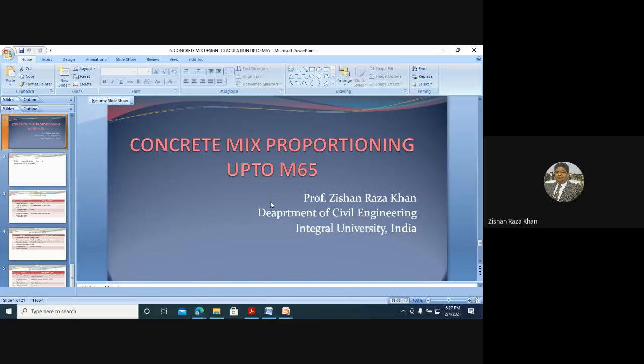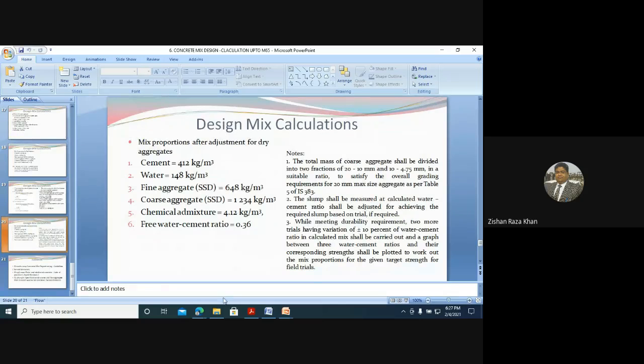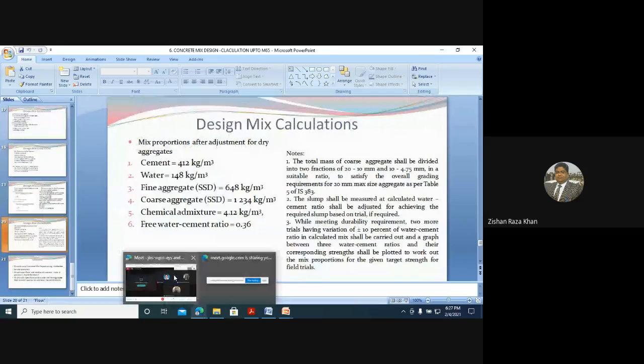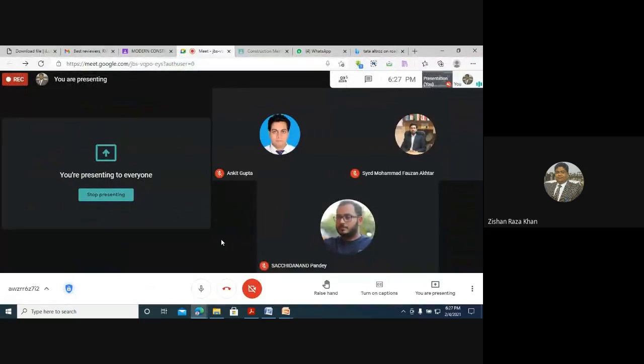So please go, please download IS 10262:2019. It is available on the net. Do you have it? It is freely available on the net. Not the verified copy, but you can also have it. Okay, and just go through it.